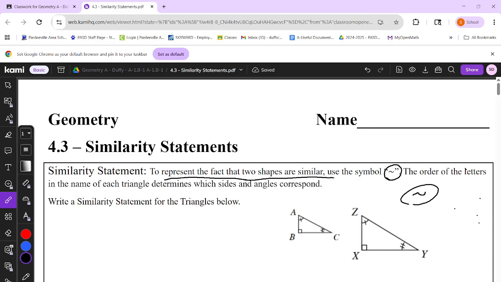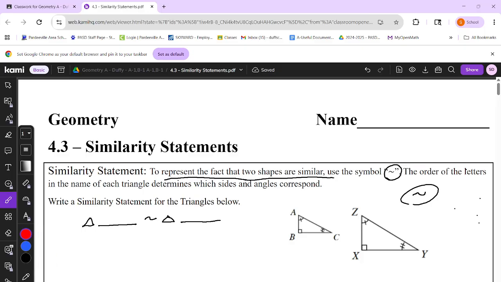Okay. The order of the letters in the name of each triangle determines which sides and angles correspond. Obviously, we'll work with more than triangles, but just for now, we're going to work with triangles here. Okay. To write a similarity statement for the triangles, I would first just start off with writing that triangle blank is similar to triangle blank. And then I need to figure out which angles correspond.